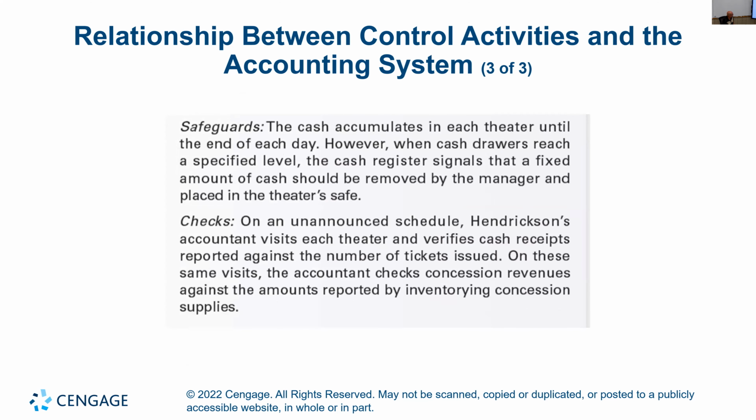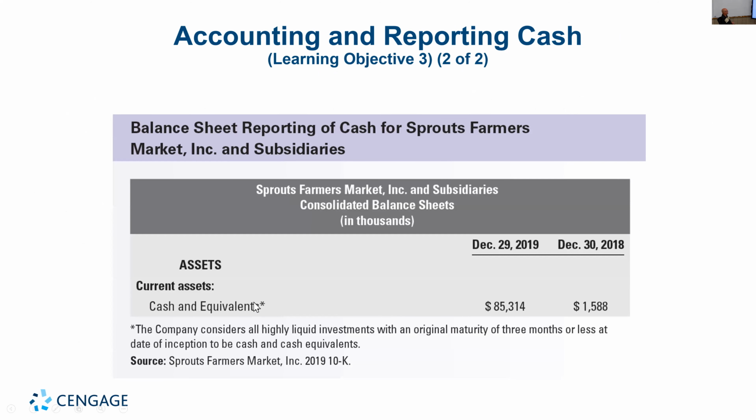It's reported on both the balance sheet and the statement of cash flows, which we're not going to talk about in this class, as that is an accounting 2 class. So there's just an example of what a balance sheet will look like, cash and cash equivalents. It'll give you an idea what they are.